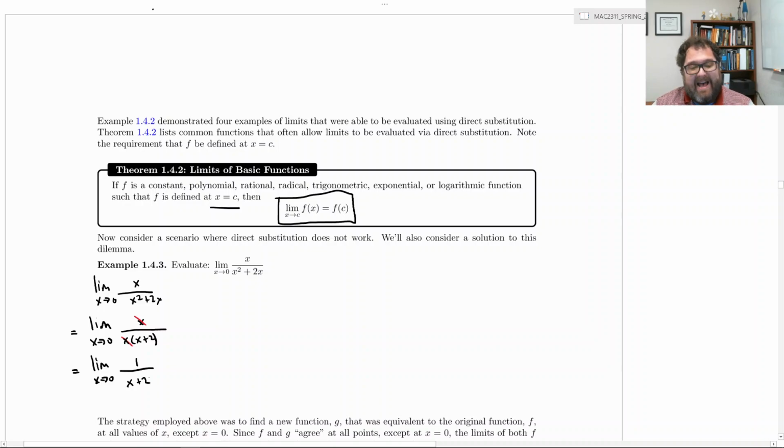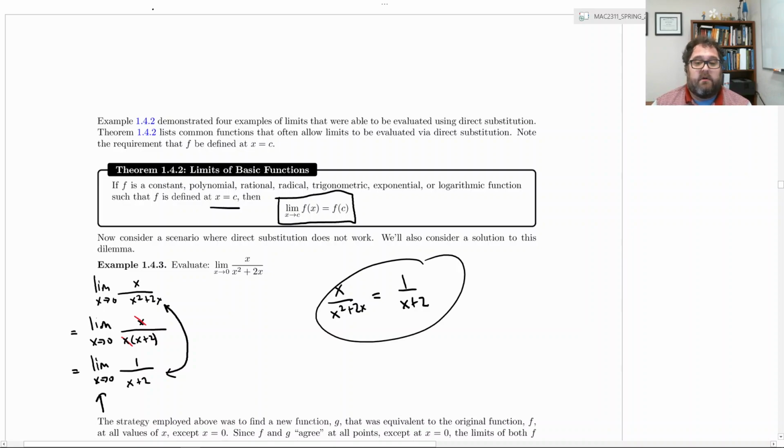Okay? Now, technically speaking, these two functions are not equal. However, their limits are equal. So it would be incorrect to say that x over x squared plus 2x equals 1 over x plus 2. Clearly, those are not the same thing, but their limits are equal. And that's really important because that means we must be very careful with our limit notation and saying the limit as x approaches 0 out in front. Because if we don't do that, well, then we're claiming these two functions are equal, which indeed they're not.